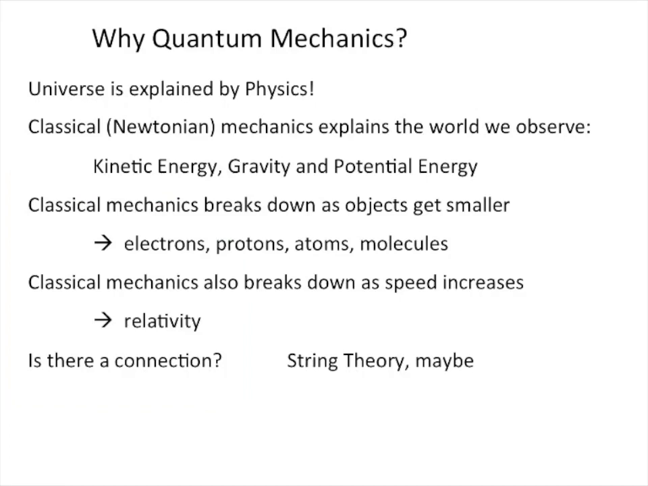All right, well, classical mechanics, Newtonian mechanics, breaks down as objects get really small. So electrons, protons, atoms, and molecules do not obey classical mechanics. Classical mechanics also breaks down as you start to go really fast, so relativity is another area where classical mechanics breaks down. Is there a connection between relativity and electrons and Newtonian mechanics? Maybe. String theory might lead us to that. Who knows? At the moment we just think of them as separate models for different situations, and then the models will all blend into each other when you take quantum mechanics really large, or you take relativity really slow, things like that.